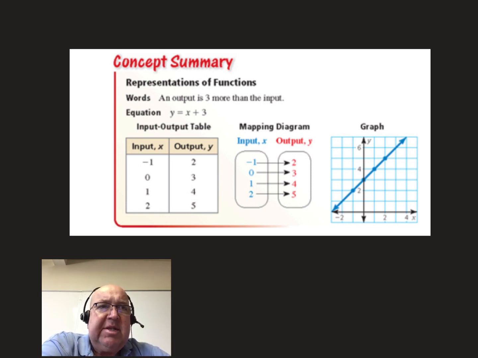And if the output is 3 more than the input, that's just multiplying whatever you put in by 3, or adding 3. And that's the equation y equals x plus 3. You see in the graph that you have a constant rate of change.